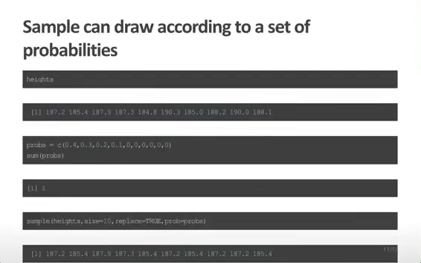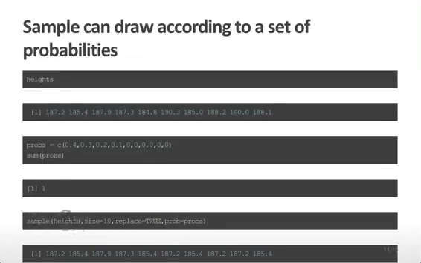You can also sample according to a set of probabilities. So for example, if we let the heights be this same vector, we can now assign probabilities that each particular value is sampled. So we can assign the probabilities in this way. There's a 0.4 probability that the first value is sampled, a 0.3 probability the second value is sampled, a 0.2 probability the third value is sampled, a 0.1 probability the fourth value is sampled, and 0 probability any of the remaining values are sampled. The sum of these probabilities must equal 1.